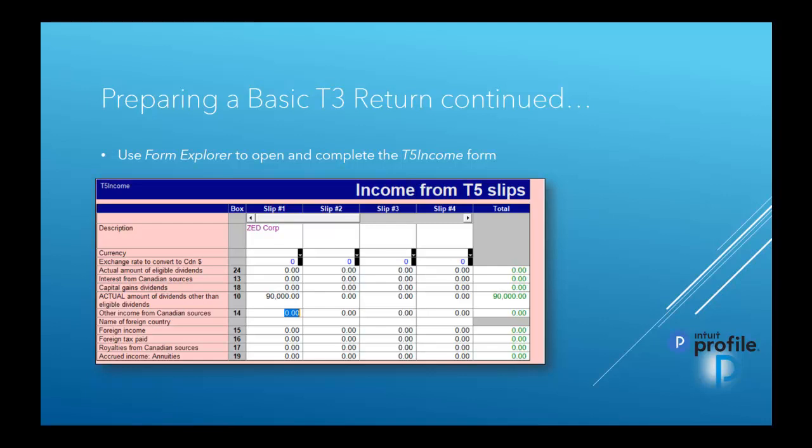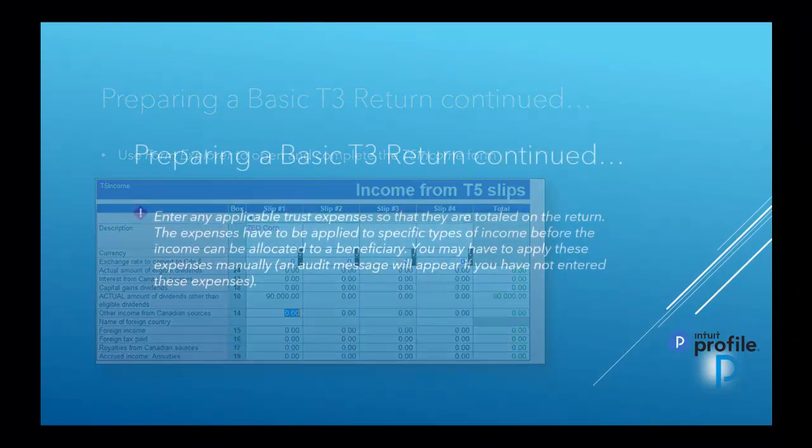You want to fill in the information such as the description, currency, exchange rate, actual amount of eligible dividends, interest from Canadian sources, Canadian gains dividends. Any information that you have that you can apply to the slip, then go ahead and do that. You have multiple slips available that you can fill in here under the T5 income.